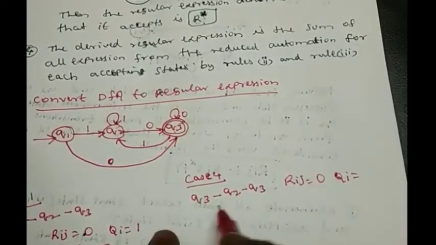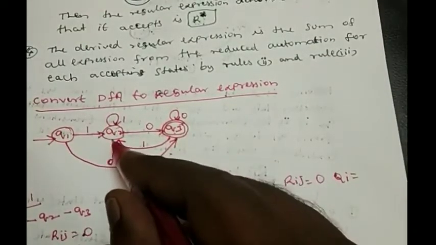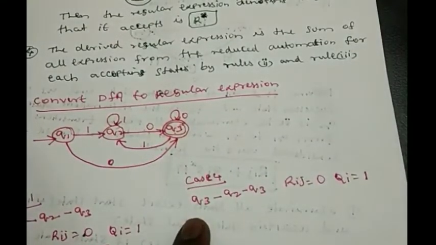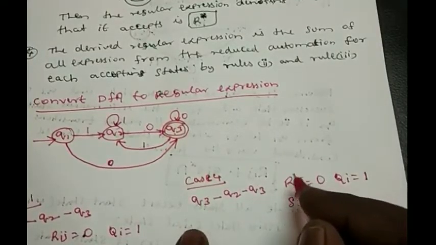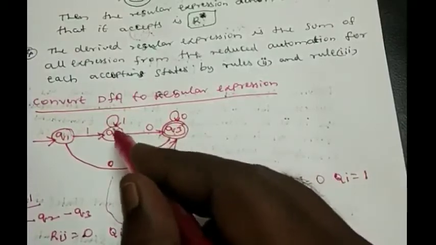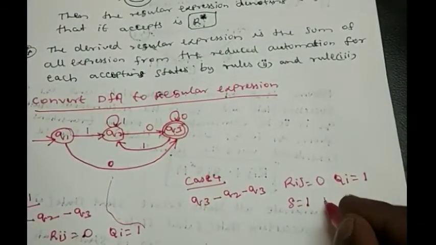Now I will take the value called Qi. What is Qi here? Q3 to Q2, whether there is any edge here. Yes, there is an edge, that is called 1. So Qi is 1. Next is Si, whether there is a self loop in the intermediate node Q2. Yes, there is a self loop, Q2 is 1. So Si is equal to 1 here.